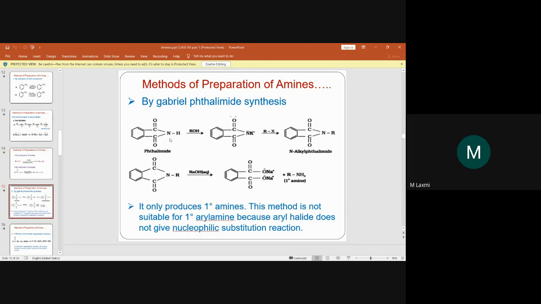You need to take phthalimide, whose formula is a benzene ring with two CO groups joined by NH. Treat with alcoholic KOH to get potassium phthalimide. Treat it with alkyl halide to get N-alkyl phthalimide. This will be treated with NaOH, and you will be getting a primary amine. The main drawback of Gabriel phthalimide synthesis is that it can produce only primary aliphatic amines. Aromatic amines cannot be produced by this method because haloarenes will not undergo nucleophilic substitution reaction. We have seen the reason under the chapter haloalkanes and haloarenes.